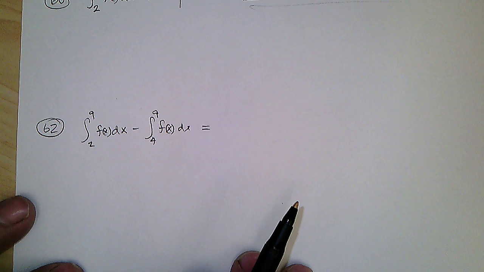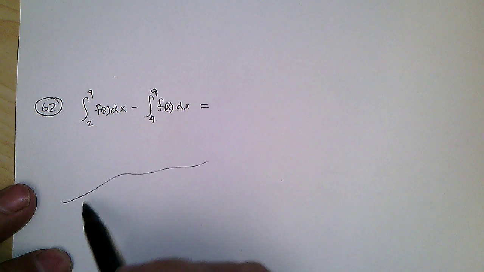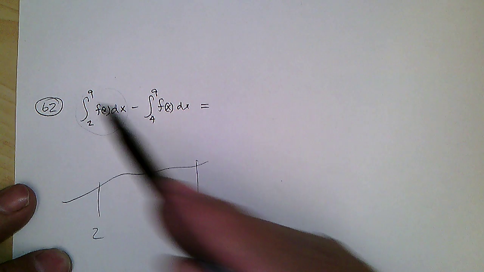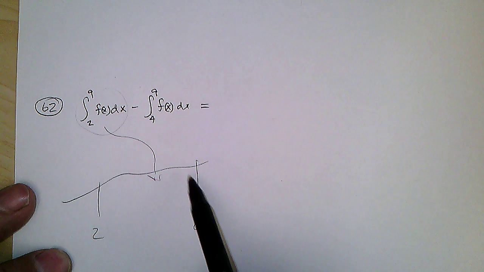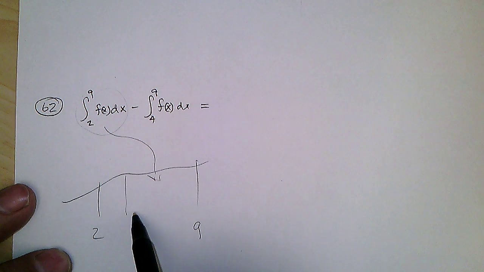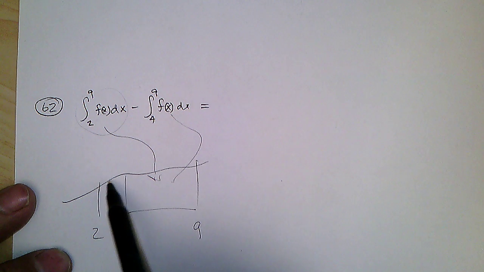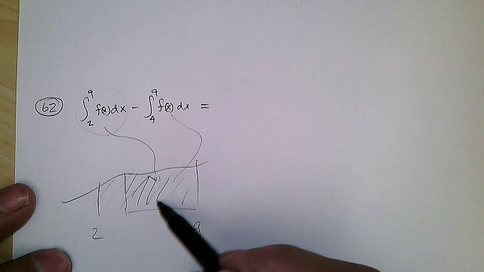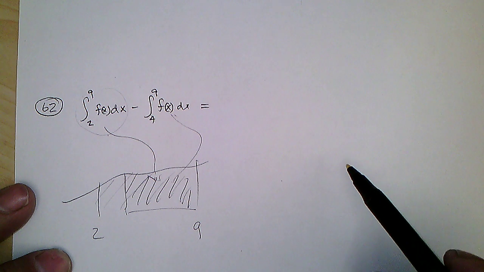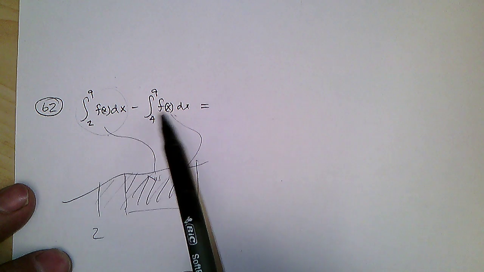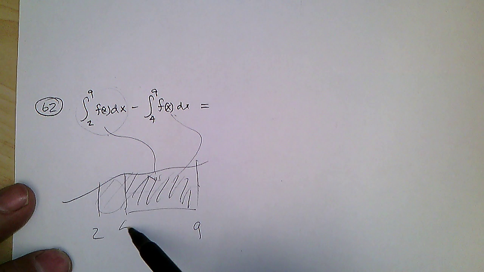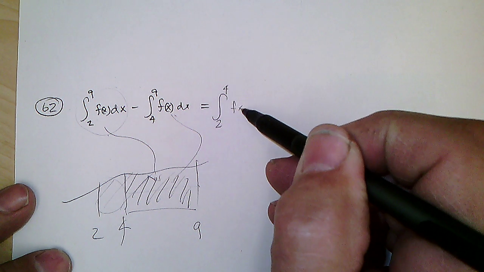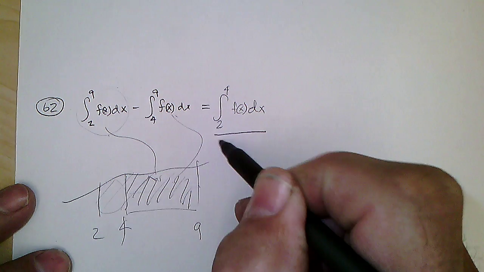Okay, and 62. So we got f of x, and we know the area from 2 to 9 is this. That's what this area is. And from 4 to 9 is this area. So all of this is the first one, and just this part is the second one. So what would we get if we took all of it minus this part? We'd get the area from 2 to 4. And so that's what we're going to write, the area from 2 to 4 of f of x dx.